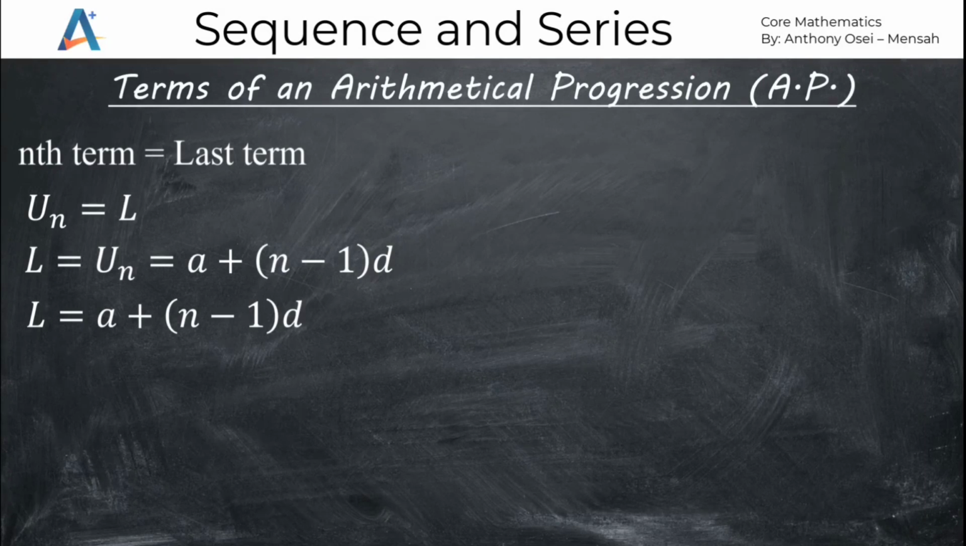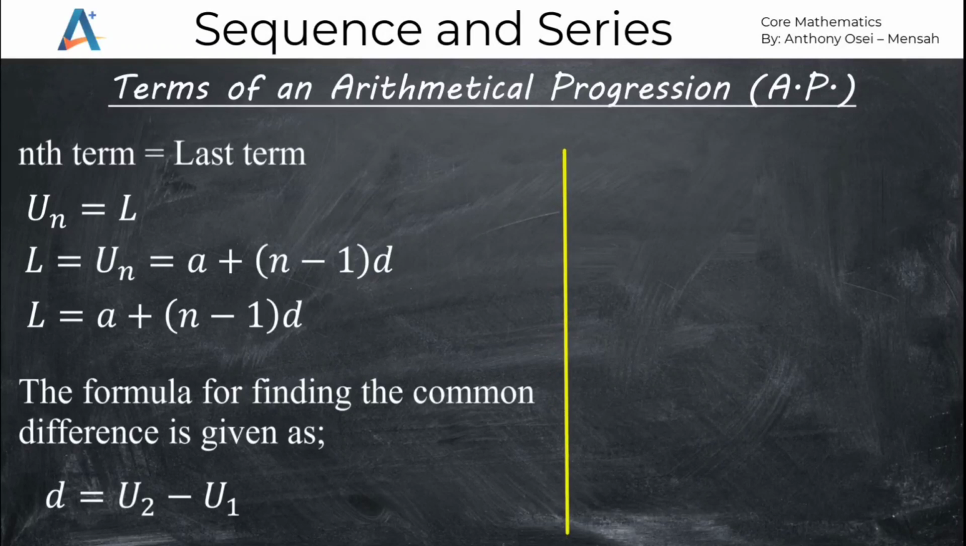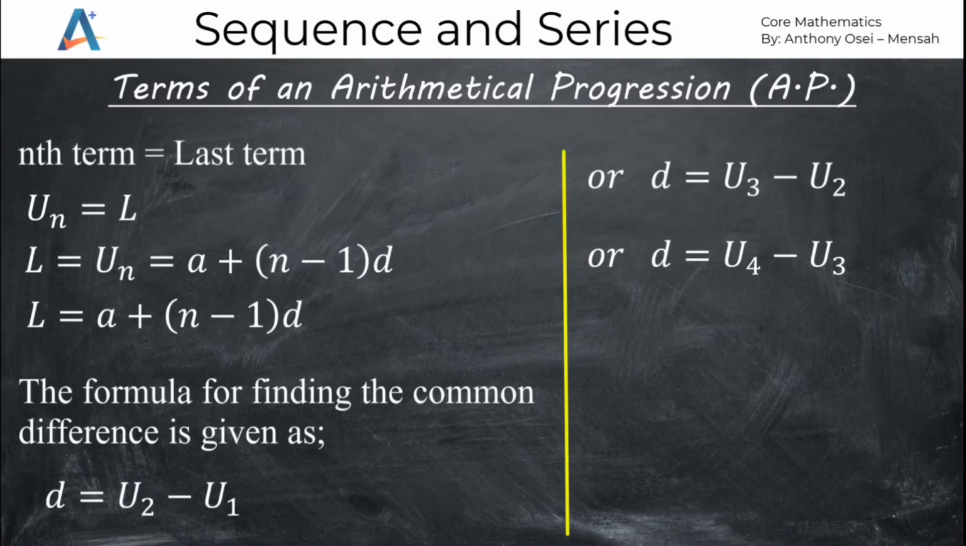Now let's go to the common difference. The formula for finding the common difference in a given arithmetical progression is d equals the second term minus the first term. That is U2 minus U1. Or the common difference d is equal to the third term minus the second term, or U3 minus U2. Finally, you can talk about another formula, d is equal to the fourth term minus the third term, that is U4 minus U3.